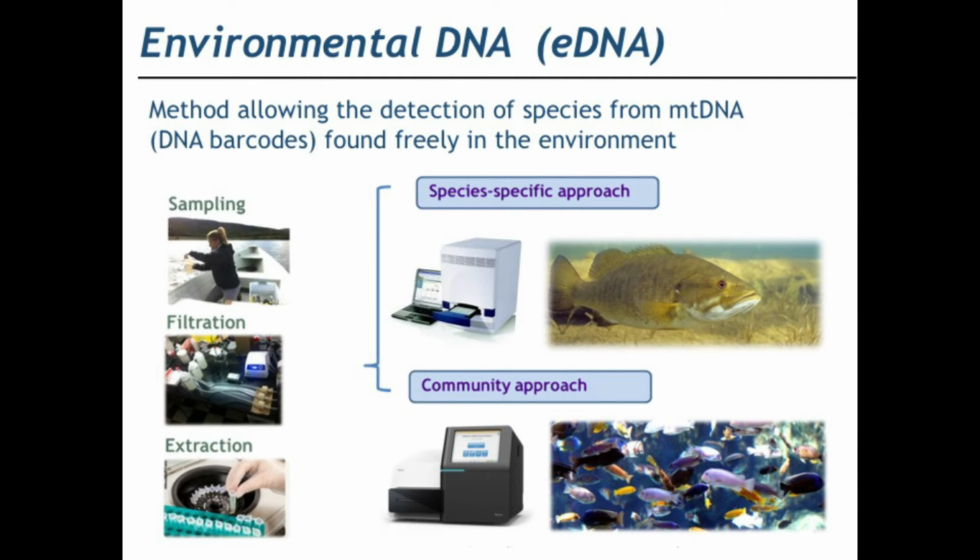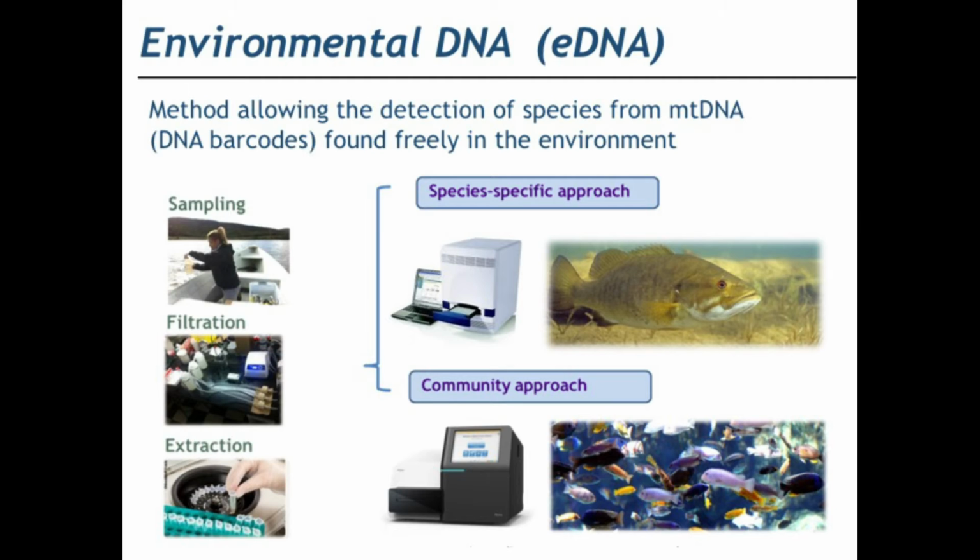Okay, so in the very broad sense, there are two main things that we can do. Environmental DNA can first be defined as a method allowing the detection of species from DNA barcodes. The vast majority of environmental DNA work being done is done on the same stretch of mitochondrial DNA, or other genes in the mitochondrial DNA, but it's basically applying the principle of DNA barcodes on DNA found freely in the environment.